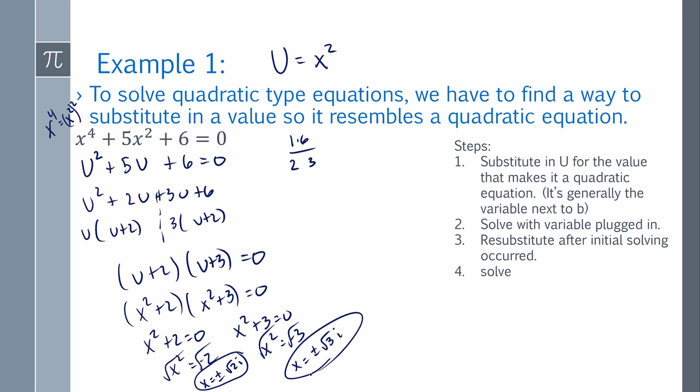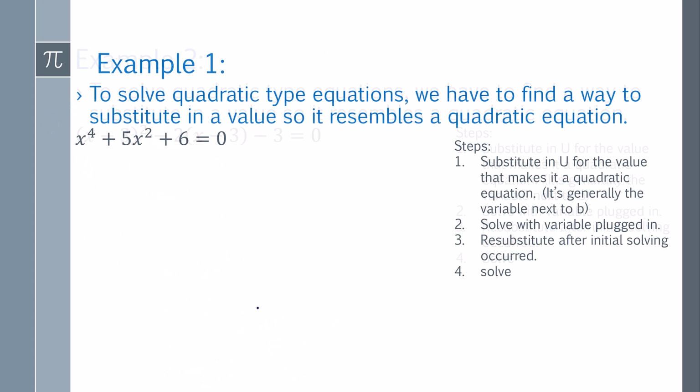So what we need to do is figure out what we substitute u for. In this case it was x squared. The hint is it's always the value next to the b generally. Okay, so it's a good hint as to what I can substitute. And then once you do that, you solve for the variable. Once you've solved, in this case I was able to do the factoring for the zero product principle, you can resubstitute the value back in, and then you just finish solving.